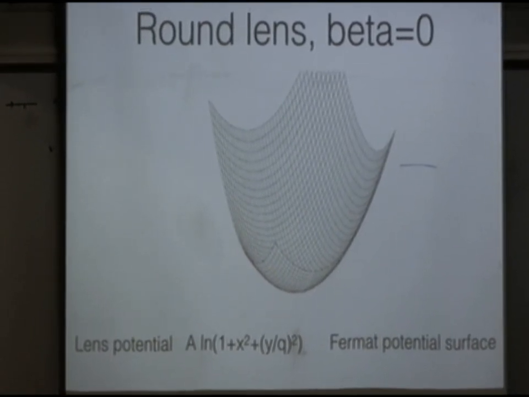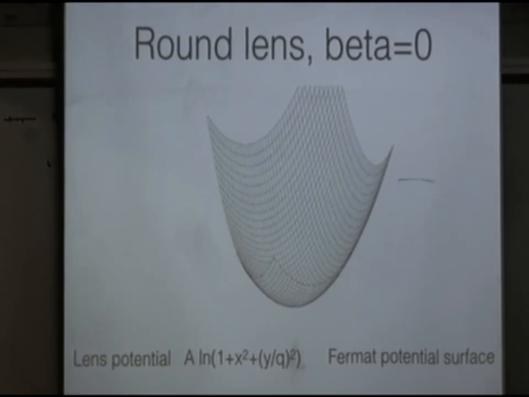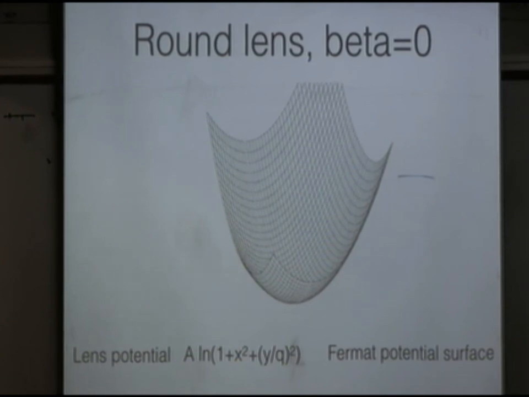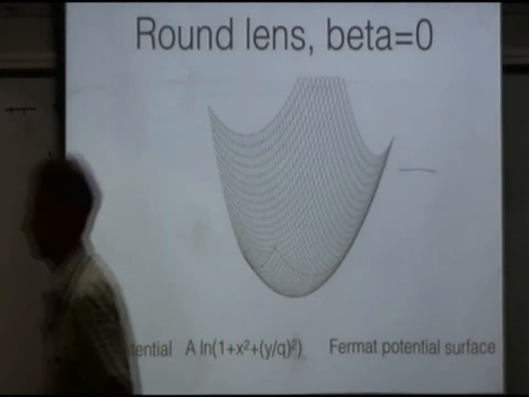The logarithmic potential with a flattening parameter q in it, and I play with the amplitude a. So in this case, if you remember, the Fermat potential is a quadratic plus the lensing potential.